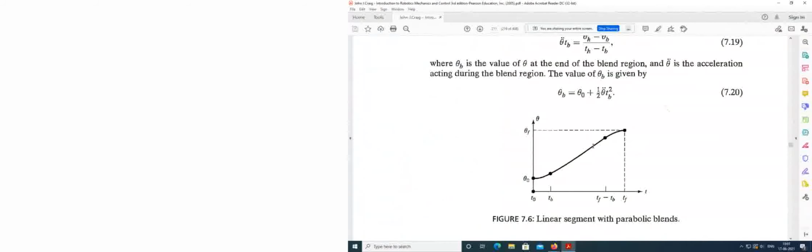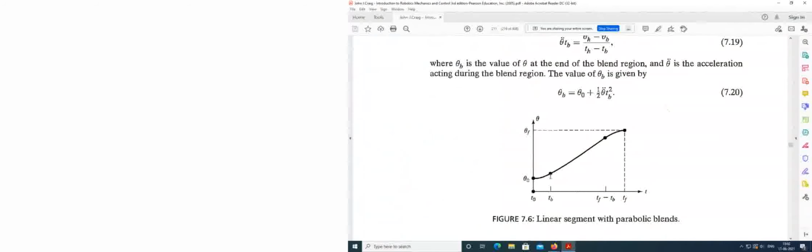And we have 8 constraints, right? At each point we have 2 constraints, so in total 8 constraints to calculate 8 coefficients. But there's one problem. The problem is we do not know what TB is. We can choose this TB anywhere.